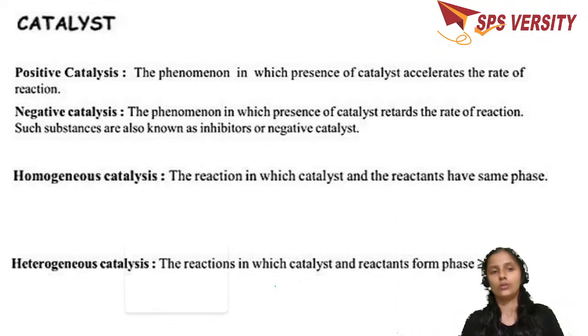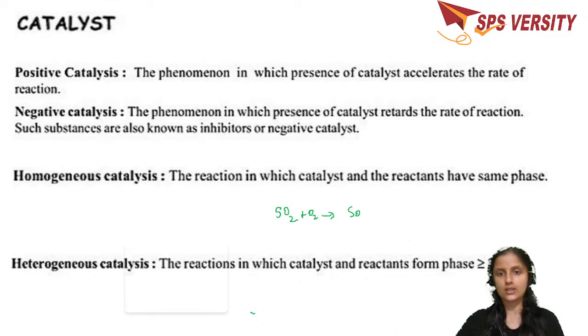Now there are two different types of catalysis. One is homogeneous, the other one is heterogeneous. This we already discussed in the surface chemistry chapter. Homogeneous catalysis is the one in which the catalyst and the reactant molecules are in the same phase. For example, sulfur dioxide and oxygen combine to give SO3. There can be different catalysts depending on that, V2O5 or NO. You can take this: SO2 plus O2 gives you SO3. Consider this reaction in both cases.